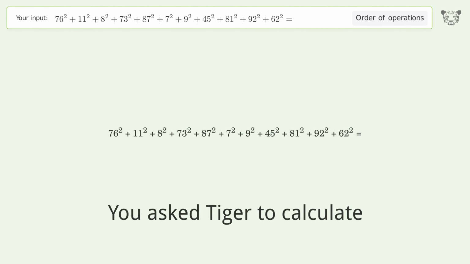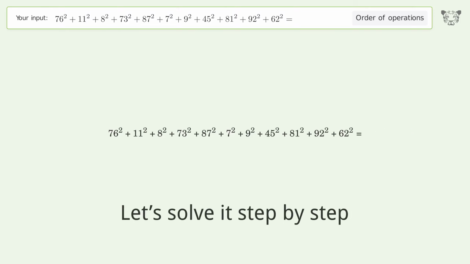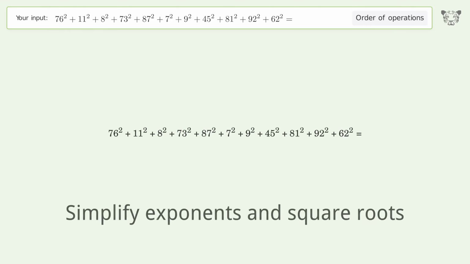You ask Tiger to calculate. This deals with the order of operations. The final result is 39,883. Let's solve it step by step. Simplify exponents and square roots.